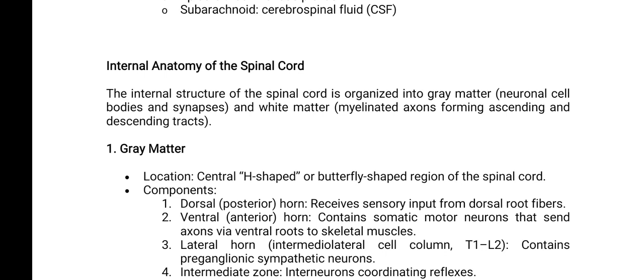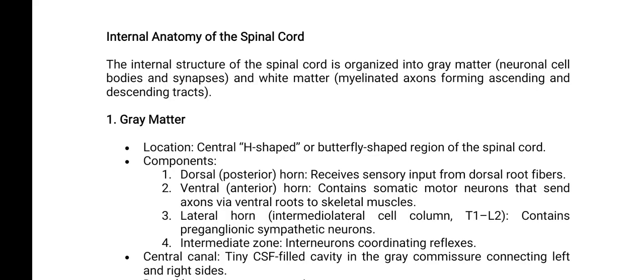The internal structure of the spinal cord is organized into gray matter and white matter. The gray matter is majorly made up of neuronal cell bodies and synapses, while the white matter is made up of myelinated axons that form the ascending and descending tracts. It's those ascending and descending tracts I'm going to be talking about also in this video. The gray matter, just like I said in my previous video, is H-shaped, or you can call it butterfly-shaped. It's in the center of the spinal cord.